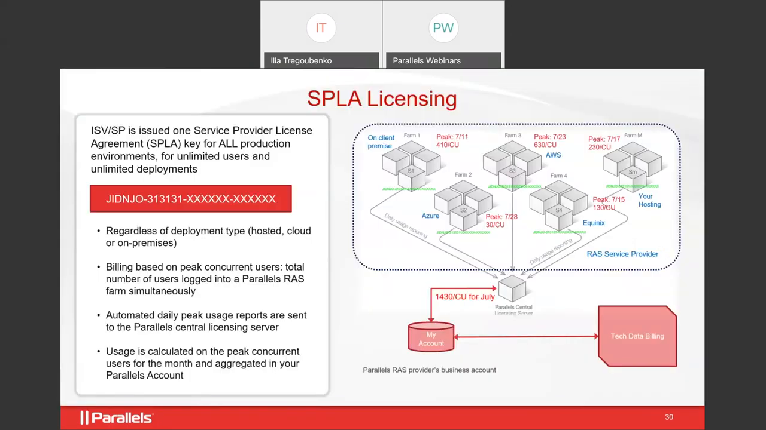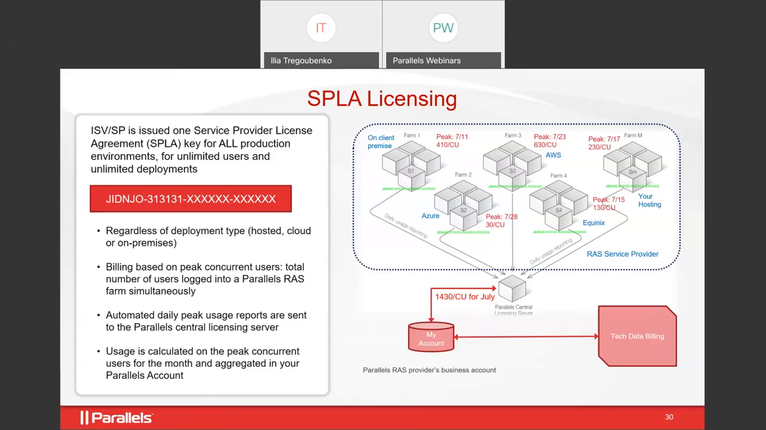So just to be clear, we issue a single SPLA license key, and that is your key for production. You can also get a not-for-resale key, which you can use for testing purposes. On top of the NFR license key, we can also provide you separate trial keys if you're working on resale opportunities as well. For production, we allow you to deploy a multitude of different farms, all serviced under a single license key. So that's what this slide shows.